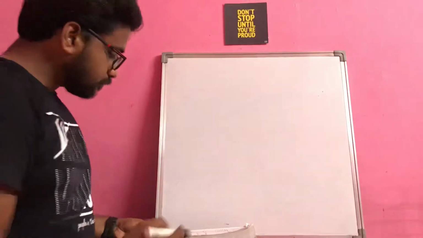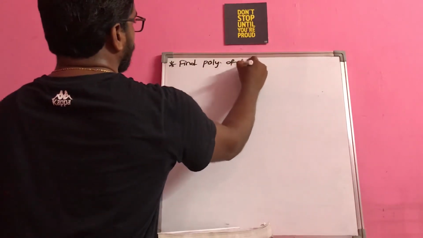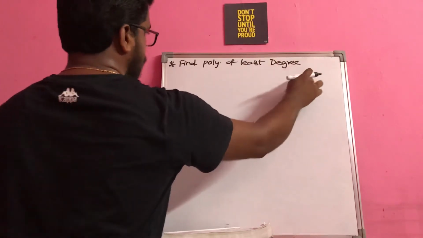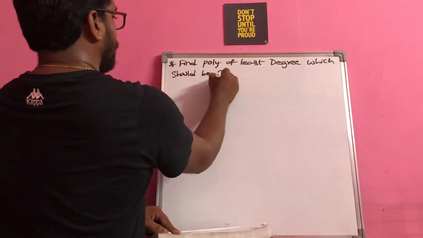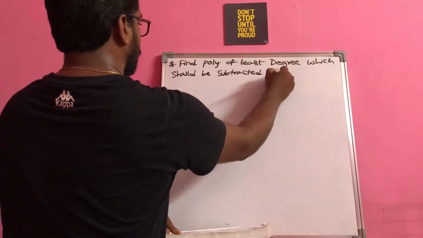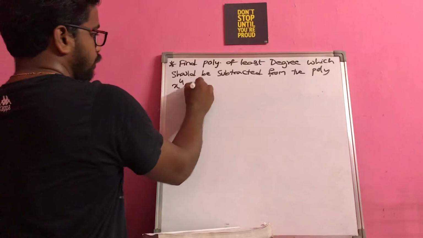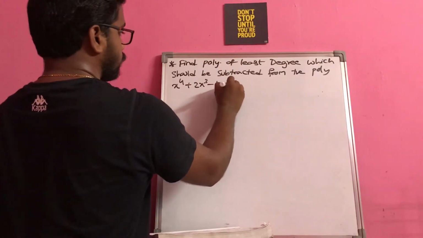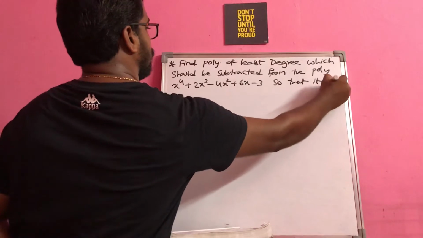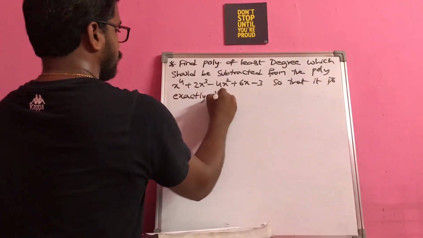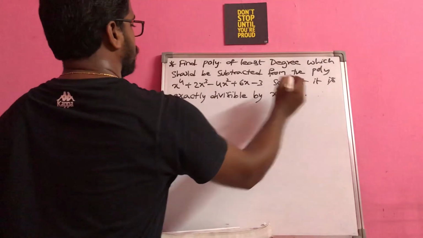Take down this. Find the polynomial of least degree which should be subtracted from the polynomial x power 4 plus 2x cube minus 4x square plus 6x minus 3 so that it is exactly divisible by x square minus x plus 1.